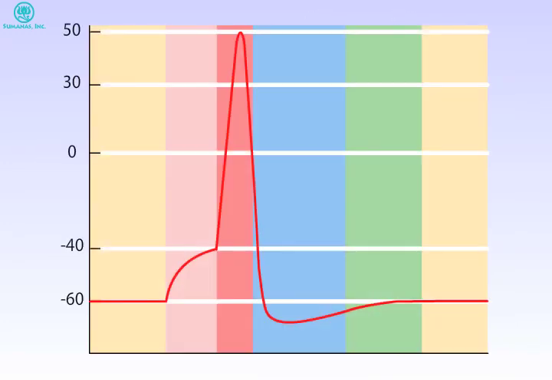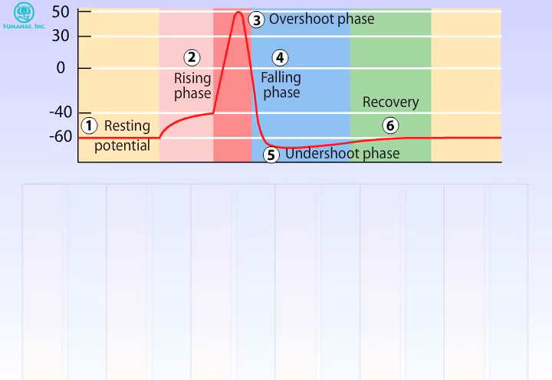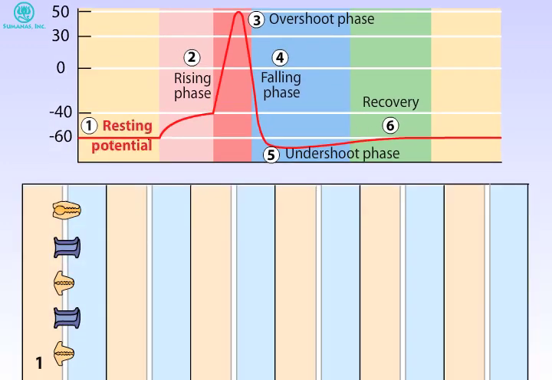The action potential can be divided into 6 phases: an initial steady state or resting phase, a rising phase, the overshoot phase, the falling phase, the undershoot phase, and the recovery phase. We'll now examine each of these phases in turn. When a neuron is at rest, only the so-called leak potassium channels are open, establishing the resting potential. These potassium channels, a subset of all potassium channels, are constantly in the open state.